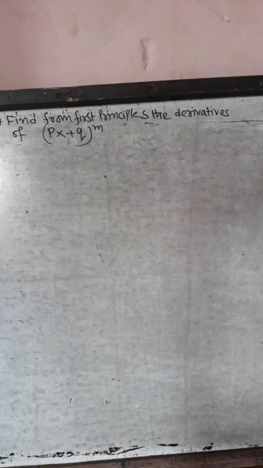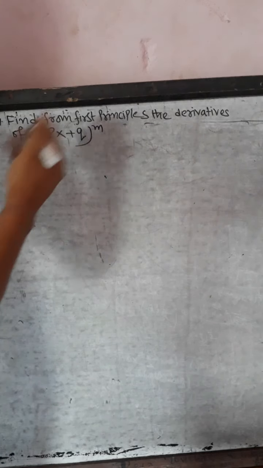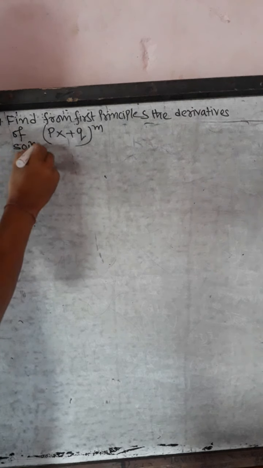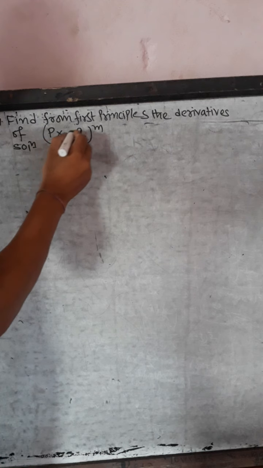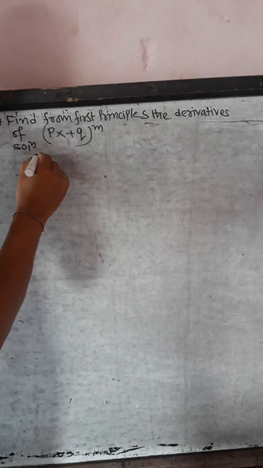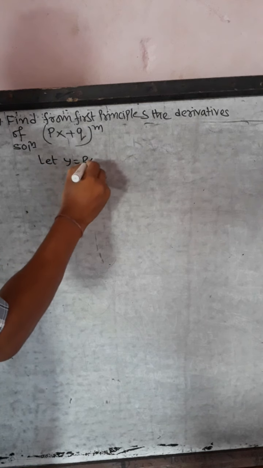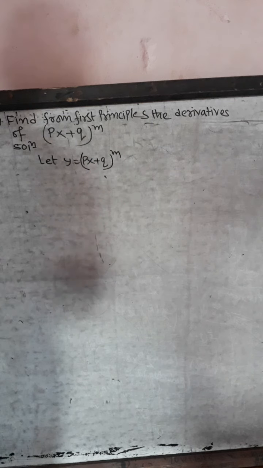Now let's move to example number 5, finding the derivative from the first principle. Similarly, here is the question: find from first principle the derivative of (px + q) to the power n. First, let y equal (px + q) to the power n.